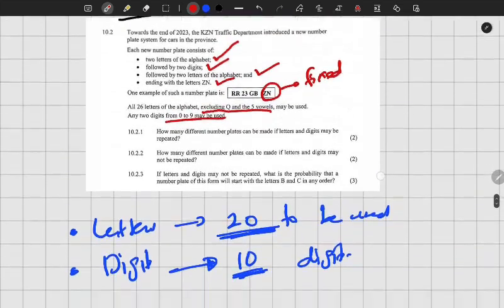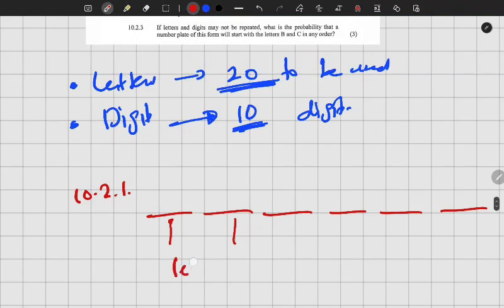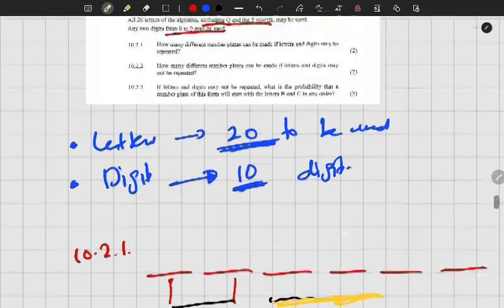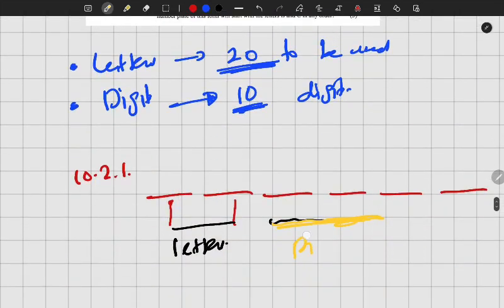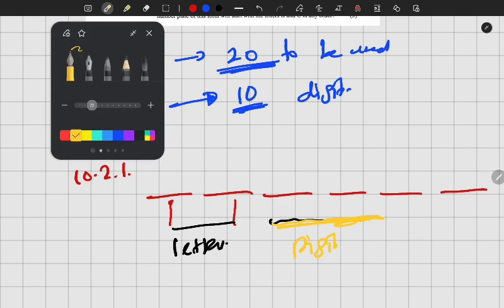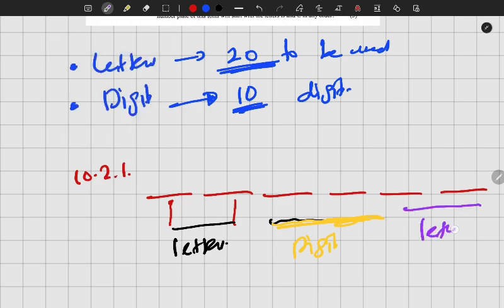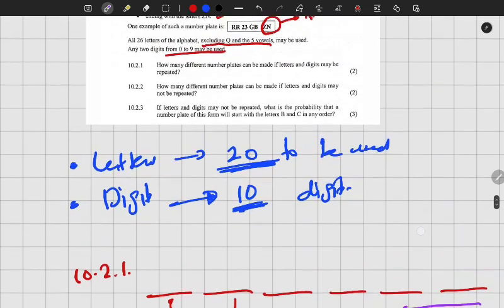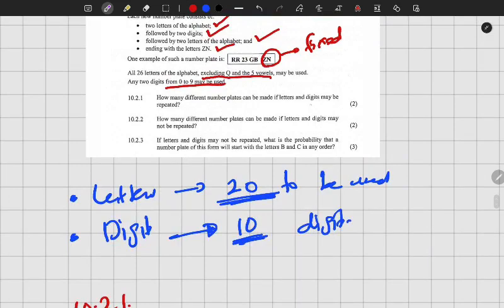So we know what they gave us, that the first 2 would be letters, and then these 2 would be digits, and then the last 2 would be letters again. Okay, so how many? So they're saying here, how many different number plates can be made if letters and digits may be repeated? So we can repeat. So we know we can repeat.